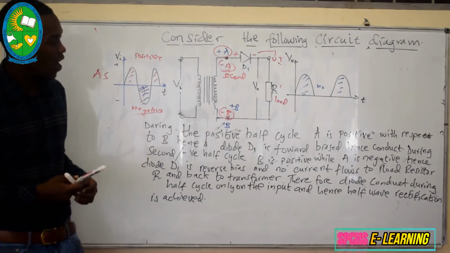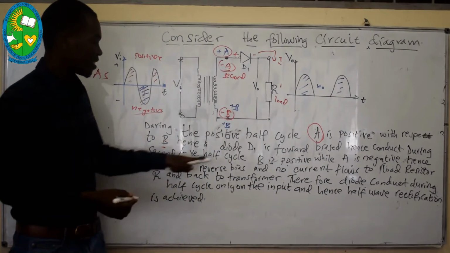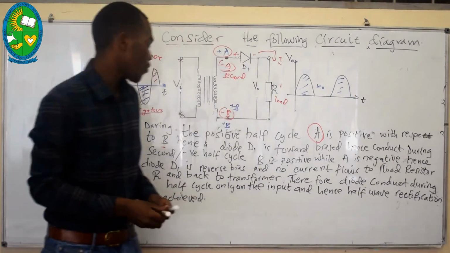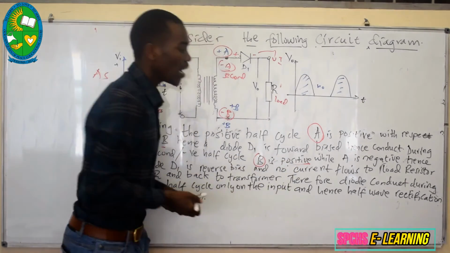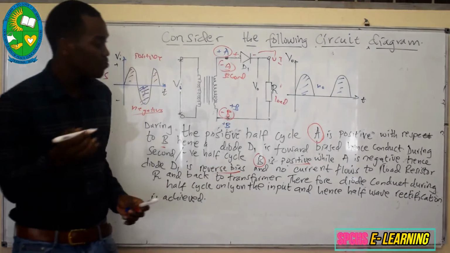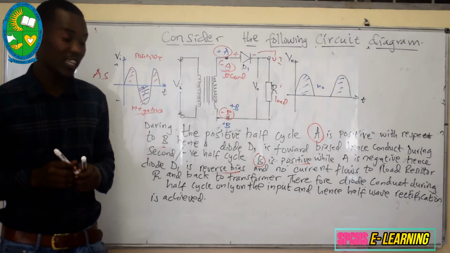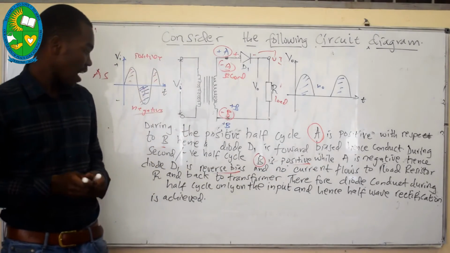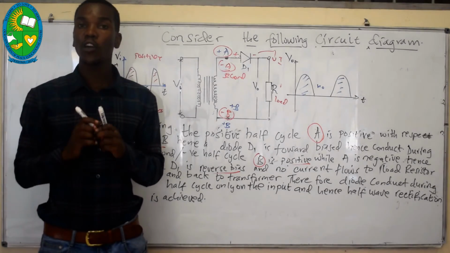So during a positive half cycle, A is positive with respect to B, hence the diode is forward biased. Since it is forward biased, it will conduct. During the second, negative half cycle, B becomes positive and A becomes negative, hence the diode is reverse biased. On reverse bias, there will be no current flowing to the load resistor. Therefore, the diode conducts during a half cycle only of the input, and hence half-wave rectification.